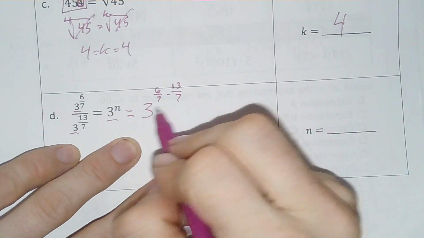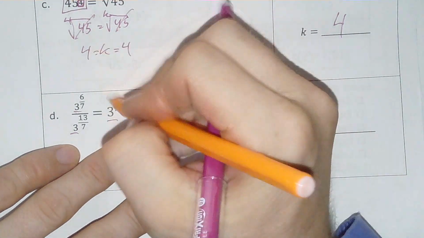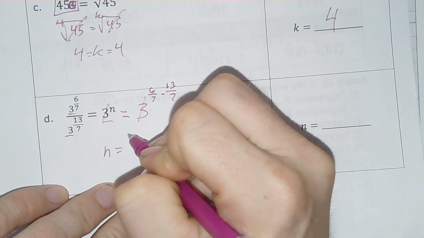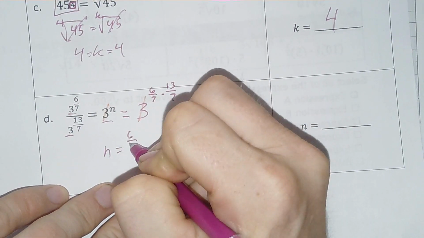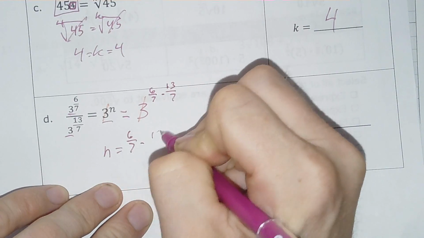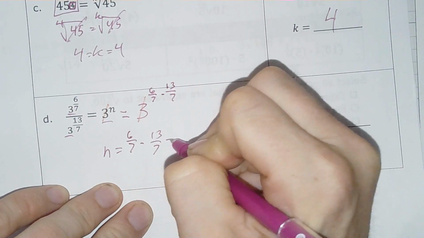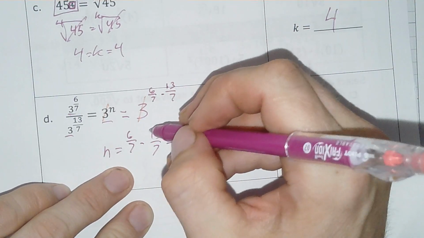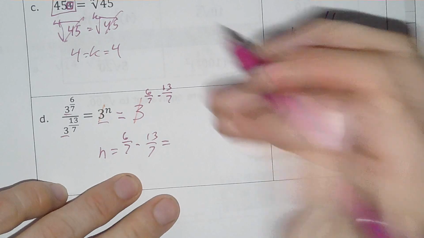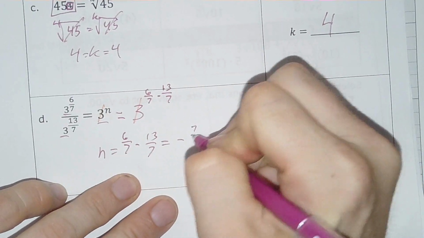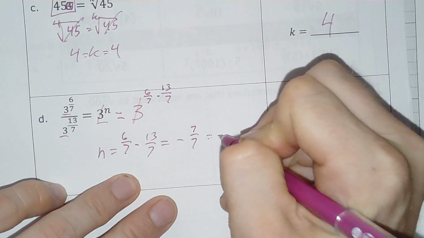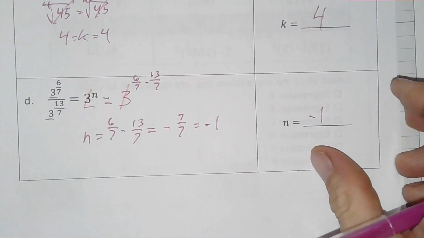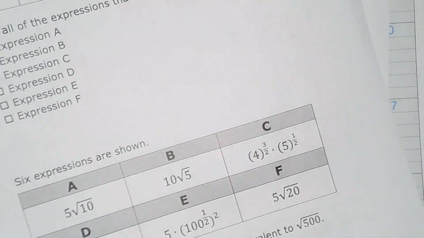Okay, and since these have the same base, you can roll out the bases and say n equals 6 sevenths minus 13 sevenths, equals, let's see, 6 minus 13 is going to be negative 7 sevenths, equals negative 1. So n equals negative 1. So there's that one. Okay, that's number 7.